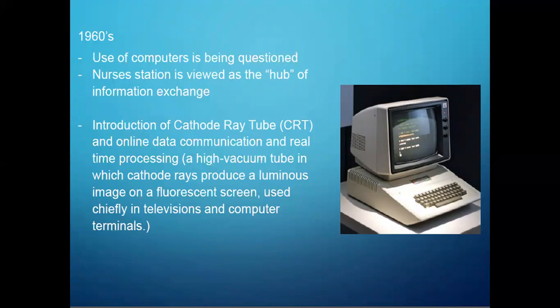So, the introduction of the cathode ray tube or the CRT, online data communication and real-time processing. A CRT is a high vacuum tube in which cathode rays produce a luminous image on a fluorescent screen, used chiefly in television and computer terminals. So in the 1960s, it started the use of CRT, or cathode ray tube, computers.